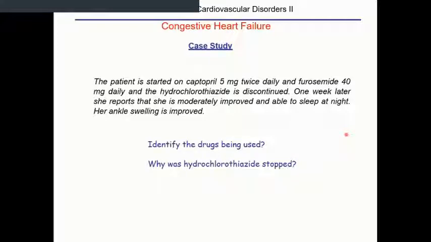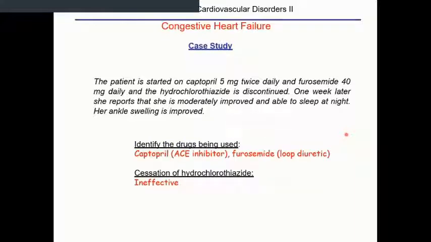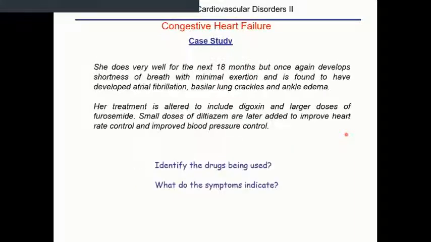So the patient is started on captopril 5 milligrams twice daily and furosemide 40 milligrams daily, and hydrochlorothiazide is discontinued one week after. She reports she is more improved and is able to sleep at night. Her ankle swelling is improved. So what were the drugs used and why was hydrochlorothiazide stopped? The drugs used were the ACE inhibitor captopril and furosemide. The hydrochlorothiazide was ceased because it was ineffective.